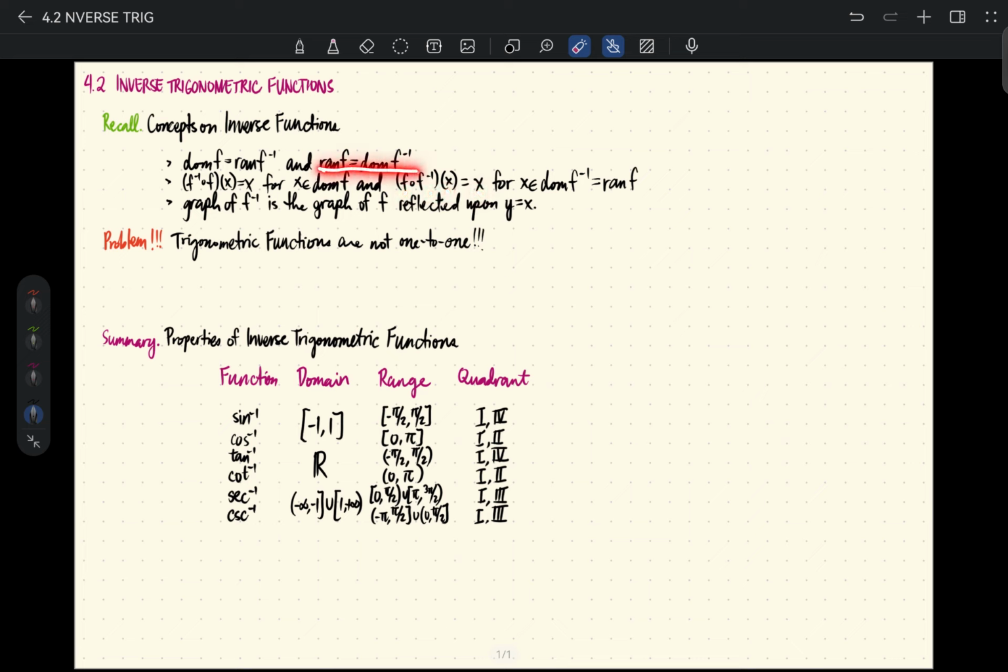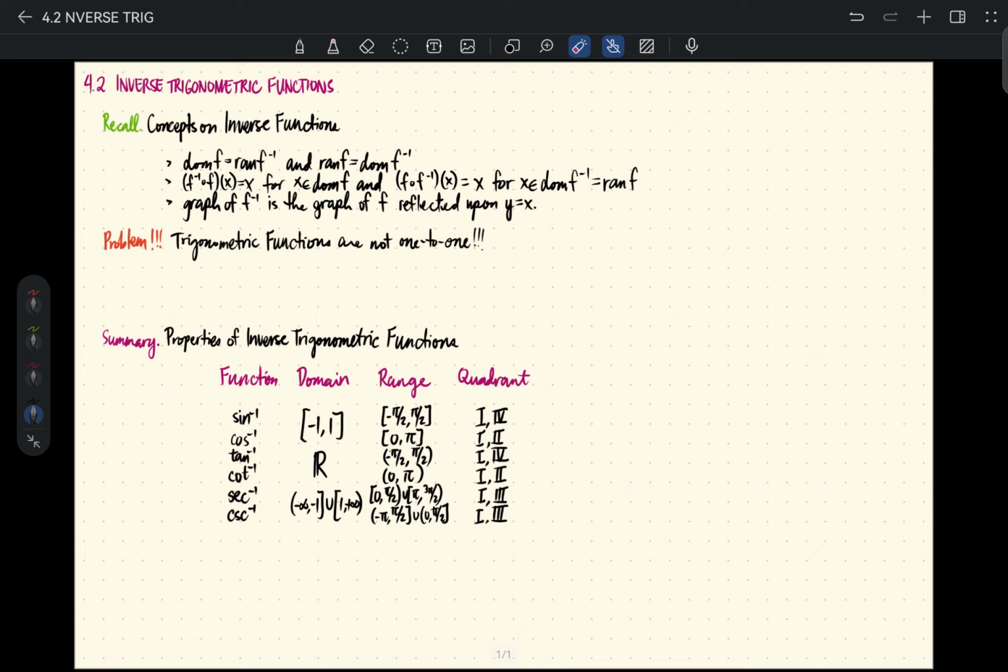But using this one, we know that domain of f inverse equals the range of f. So for you to revert the effects of f and f inverse, you just have to make sure that x is defined in the inner function. Third one, graph of f inverse is the graph of f reflected upon y equals x. So now what we want to do is to introduce some sort of an inversion for your trigonometric functions.